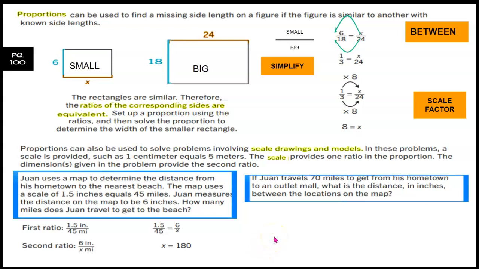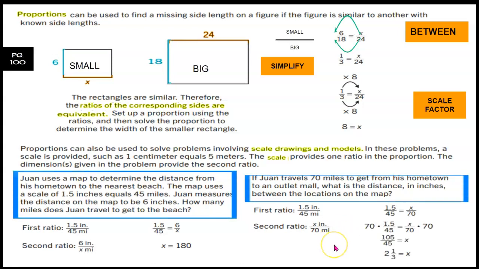If one travels 70 miles to get from his hometown to an outlet mall, what is the distance in inches between the locations on the map? First ratio is 1.5 inches to 45 miles. That is the same scale that was given in our first problem. Our second ratio is going to be X over 70 miles. Let's compare inches to miles and set up a proportion. 1.5 over 45 and X over 70.